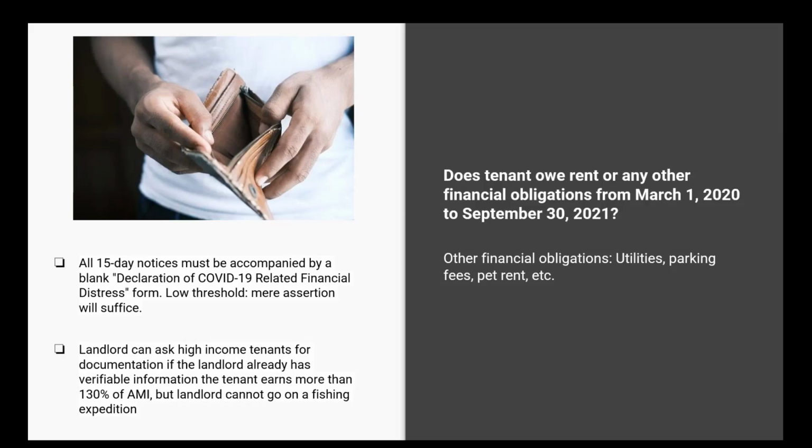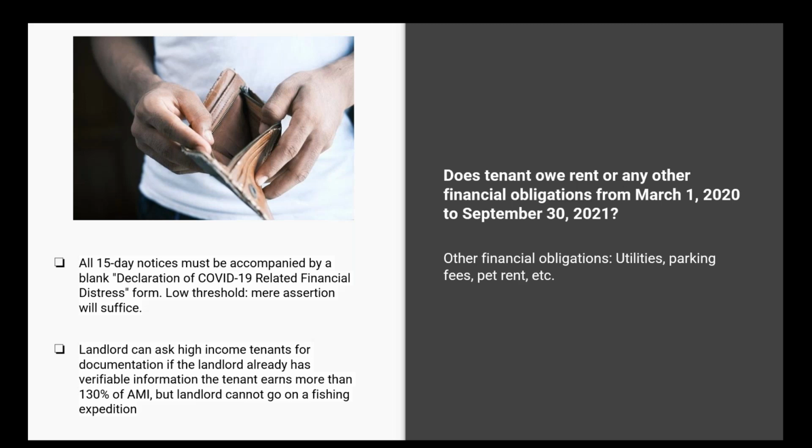Next, you need to remember right now, between March 1st and September 30th, if a tenant does owe you rent and you've served your July 31st informational notice, you can serve a 15-day notice to pay rent or quit. The only difference now is that you must include a blank declaration allowing a tenant to fill out and assert a claim of financial distress due to COVID-19.